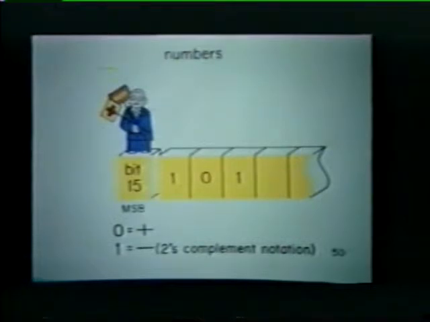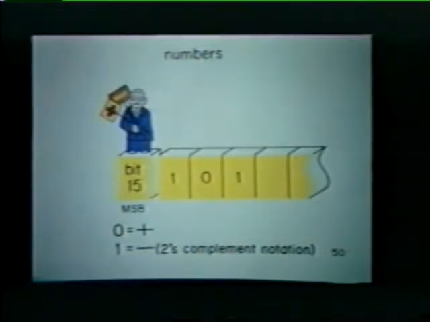In the PDP-11 system, negative numbers are written in 2's complement notation. Therefore, we can detect negative numbers simply by looking at bit position 15, which is the most significant bit. A 0 in the most significant bit indicates a positive number. A 1 indicates a negative number. The remaining bits in the word represent the magnitude of that number.